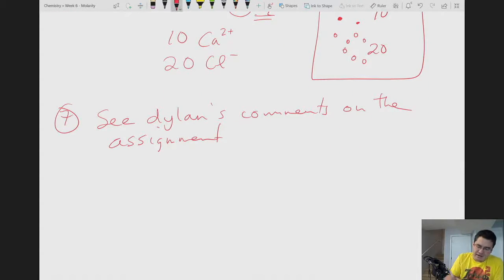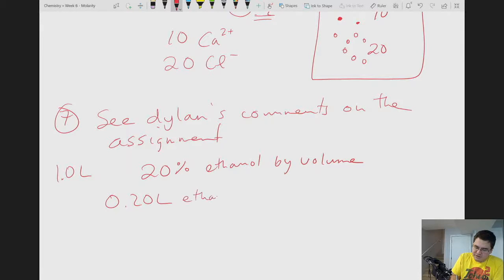And oh, I guess if you're in Mr. England's class, you won't be able to see that. So, okay, I better just mention. So you take, if it's 20% ethanol by volume, and you know you have 1 liter, well, 20% of 1 liter is 0.2. So you have 0.2 liters of ethanol.